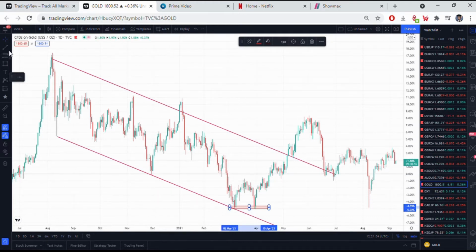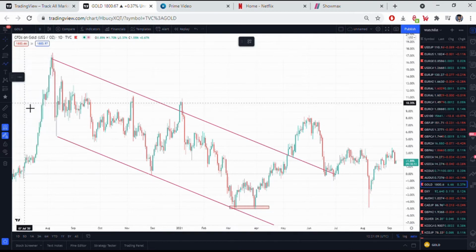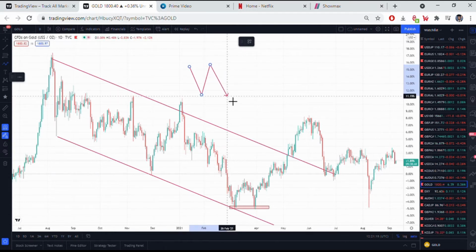Well, this is how you trade a double bottom. Let me just show it to you quickly. This is how you trade a double bottom. When the market comes down, goes up, comes down, respects the same level, and then goes up, and then comes back and it goes up.